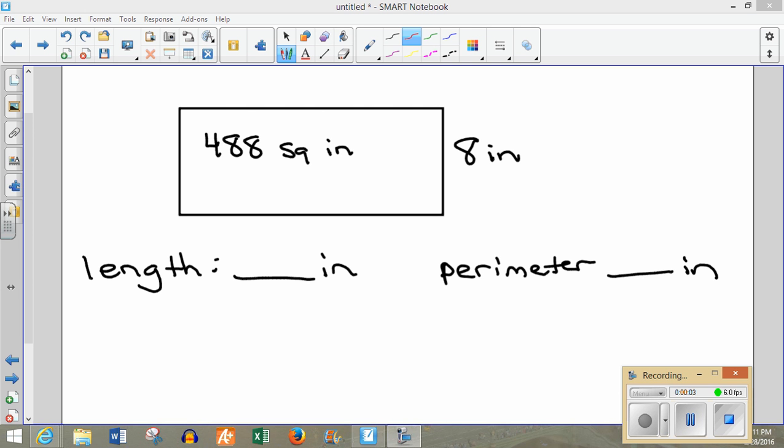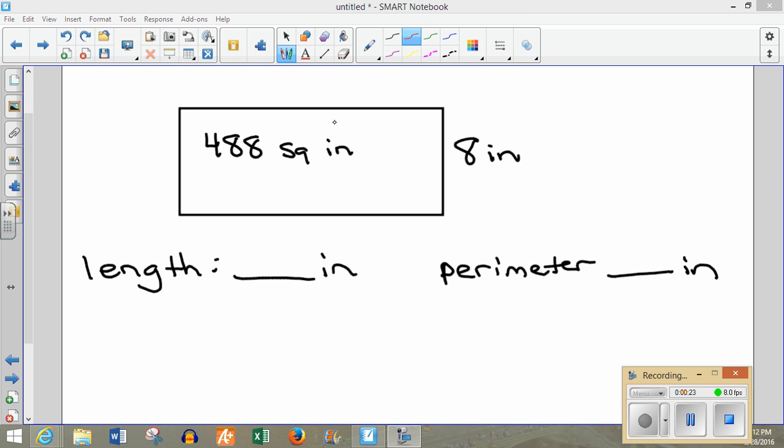Okay, so today this is our first study guide for the test that we have next Monday. We are going to be focusing on finding the length of an unknown side and the perimeter of a shape when given the area. Now, everything you see in black right now would be given to you on a test.